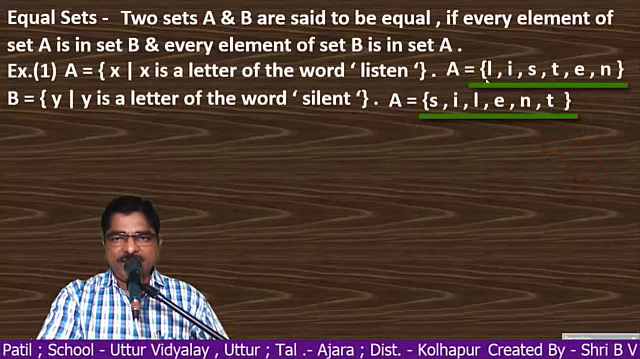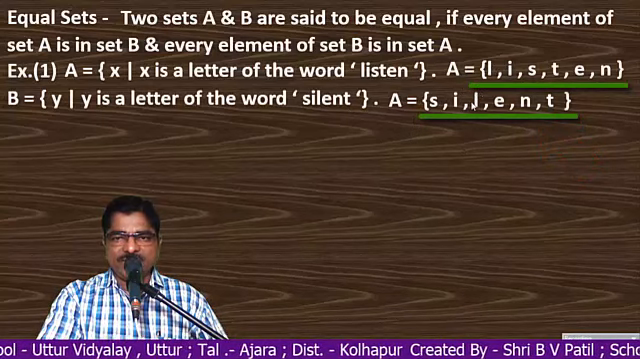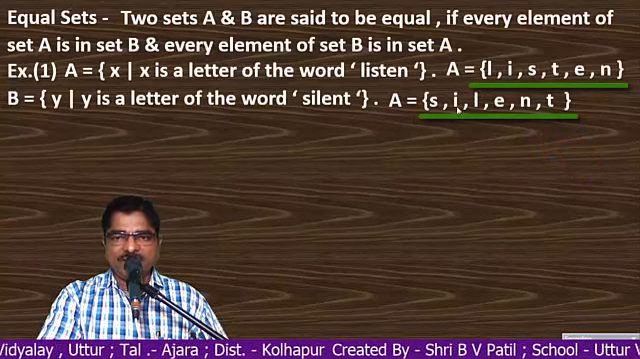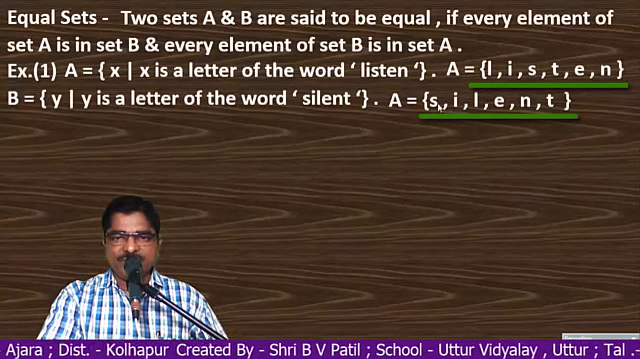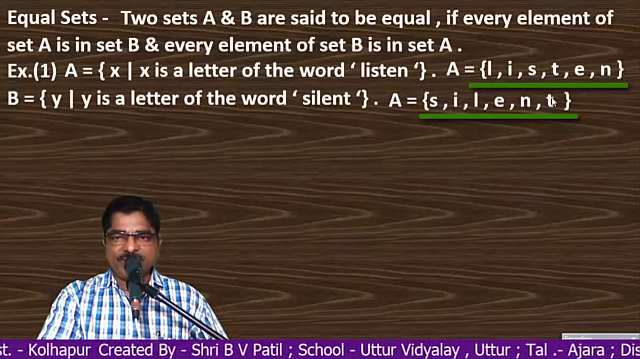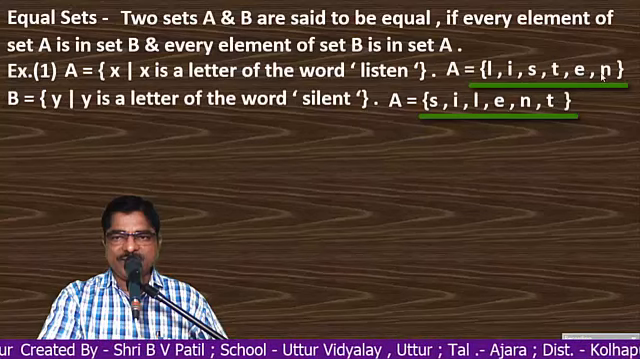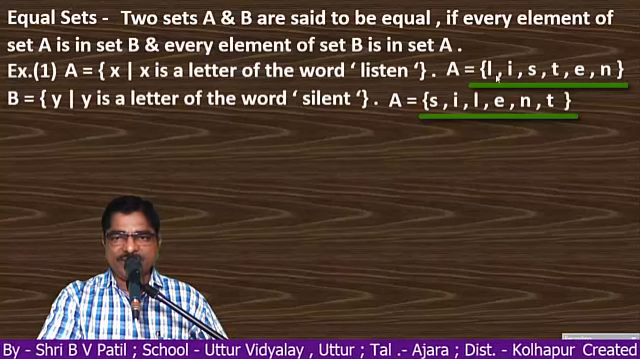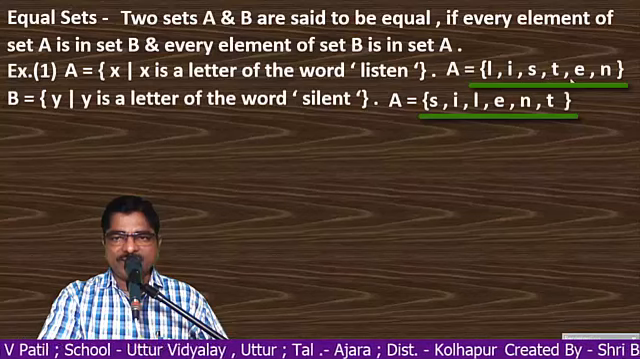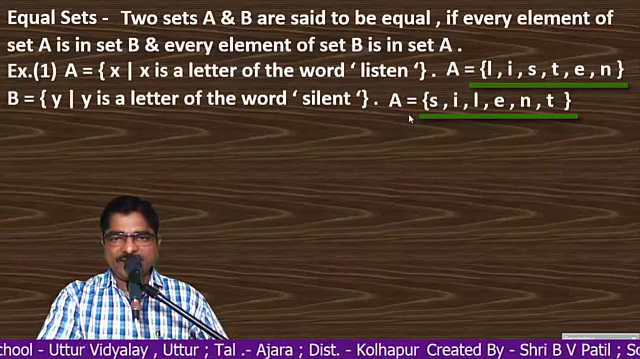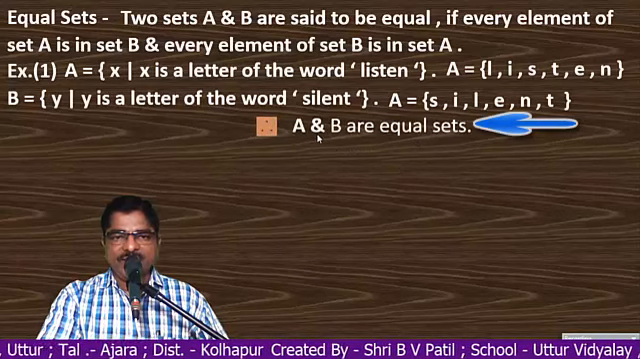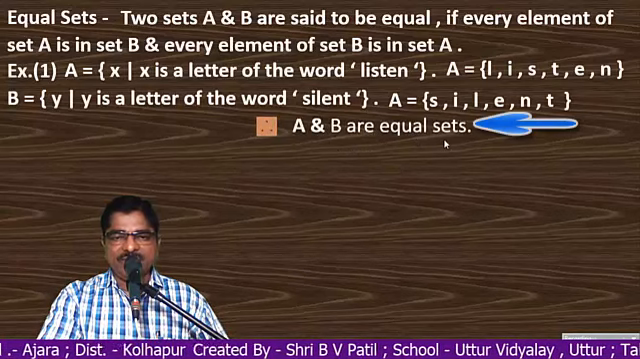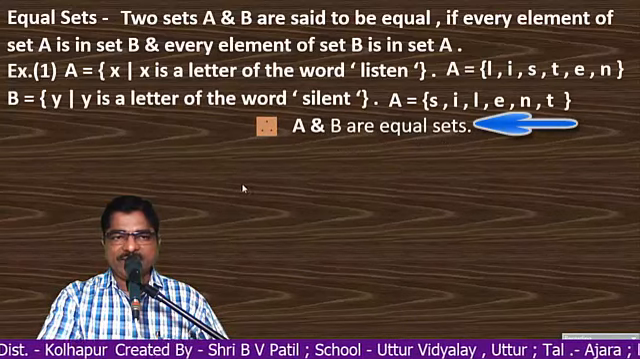Here L is present in both A and B, I is also present in both A and B sets, S is also present here, T is also present here, E is also present, and N is also present. It means all elements of set A are present in set B. Therefore, A and B are equal sets. Both sets are equal.